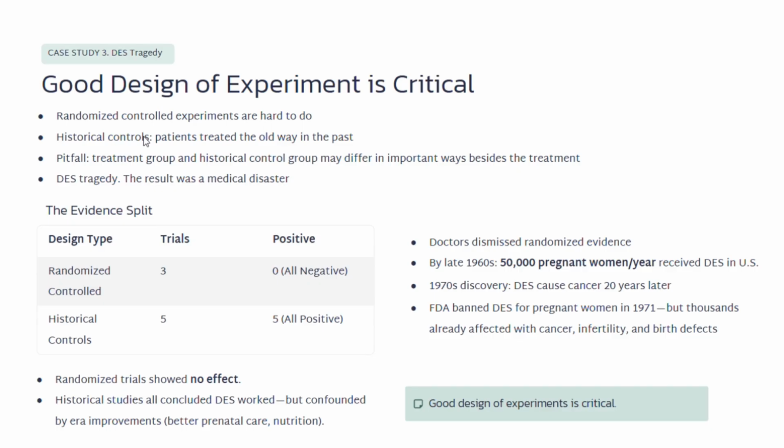Also in the next generations. In 1971, the FDA banned DES, but thousands were already affected with cancer, infertility, and birth defects. So the important lesson is that the good design of experiment is not optional. If you want reliable conclusions from your experiment, from your data, you have to make sure that your experiment is properly controlled and randomized to minimize the bias.